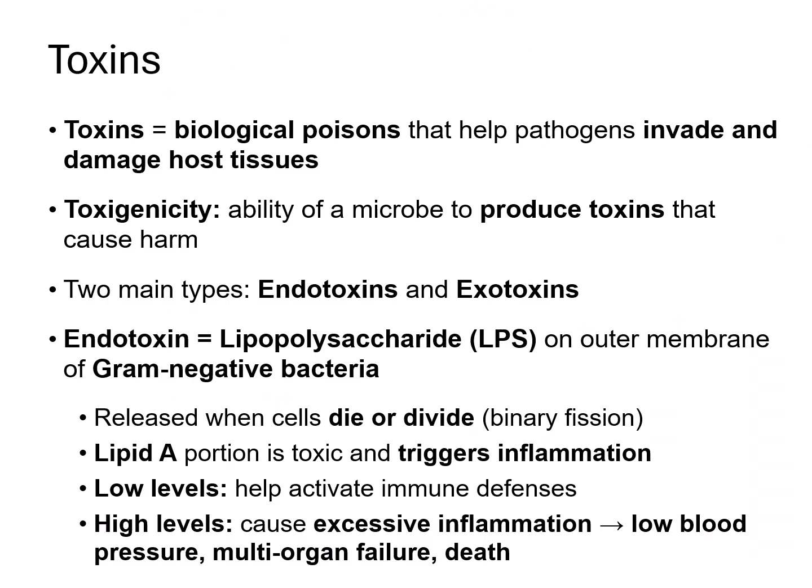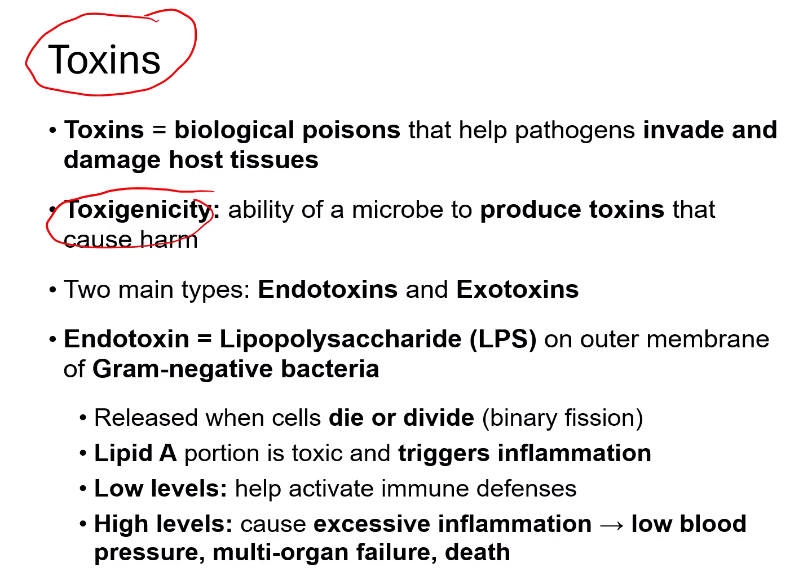So far, we've talked about enzymes that help bacteria invade. Now we're going to move on to the next category of virulence factors, and these are toxins. Toxins are biological poisons that directly damage host cells and interfere with cell function. The ability to produce toxins is known as pathogenicity, and that's what separates many harmless microbes from dangerous pathogens.